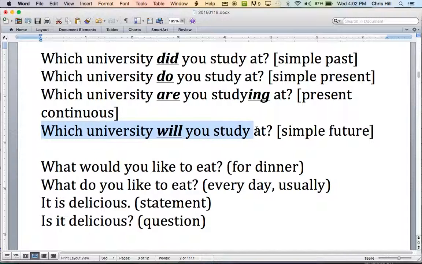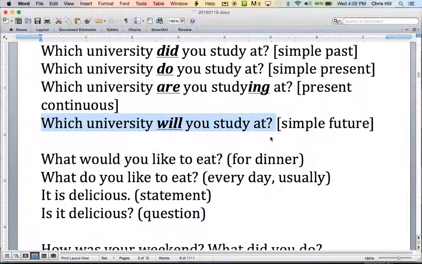Finally, which university will you study at? Usually when you meet someone, you can ask them these two questions. Which university do you study at? Every day, simple present. Or which university are you studying at? Present continuous, right now. If you want to ask them about a university they studied at in the past, but do not study at now, you can use this question, simple past. Which university did you study at? Or if they will study in the future, but are not studying now, you can ask them this question. Which university will you study at?